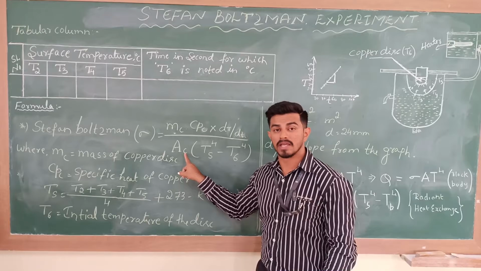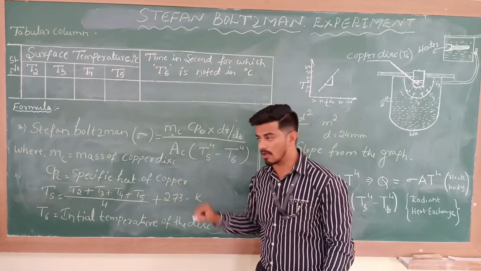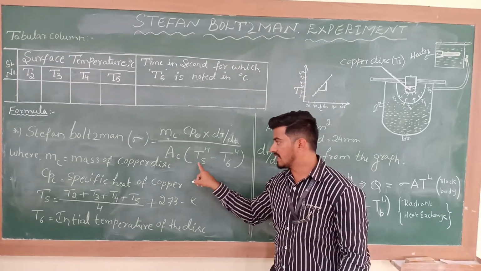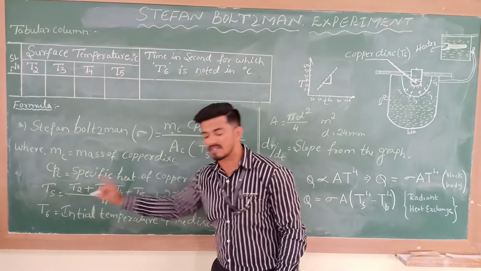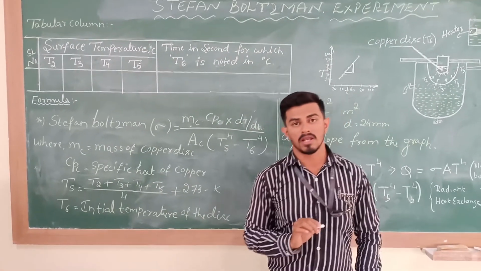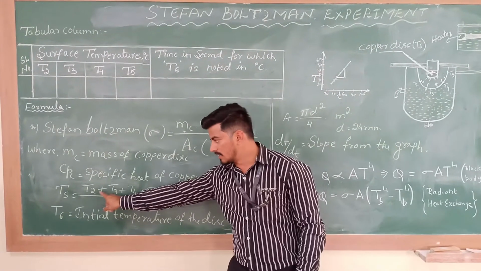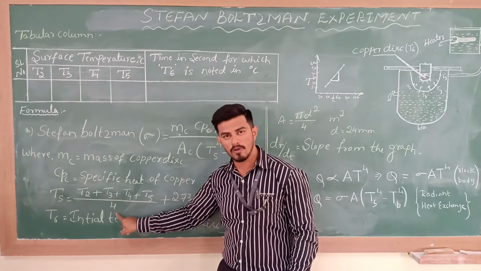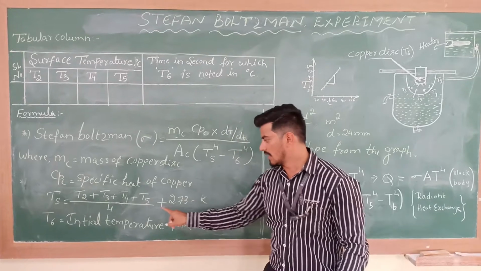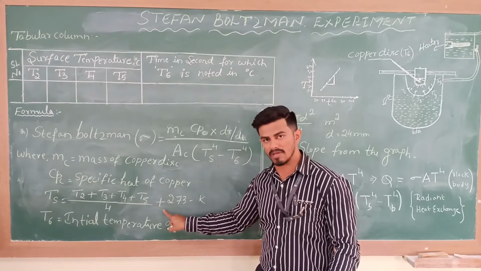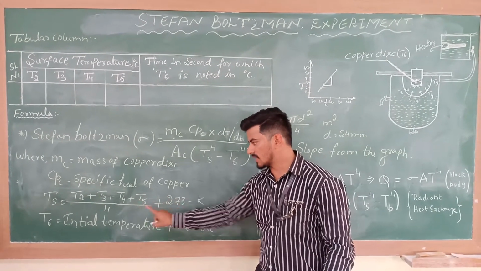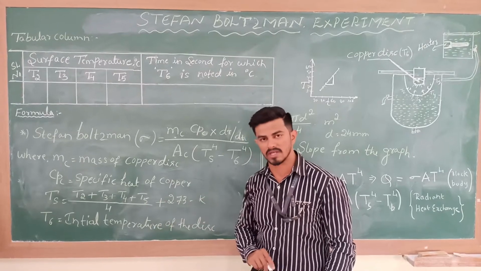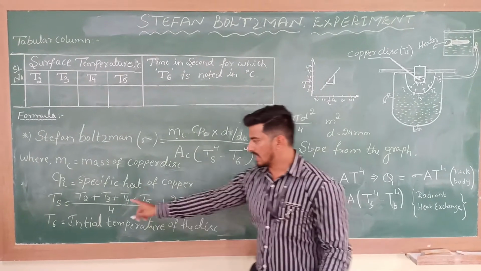Ac is the surface area of the copper disc, and Ts is the surface temperature of the hemispherical shell. It is given by T2 plus T3 plus T4 plus T5, whole divided by 4. We have to take the average, and to convert it into Kelvin, we add 273 to the average temperature. So we will get Ts.